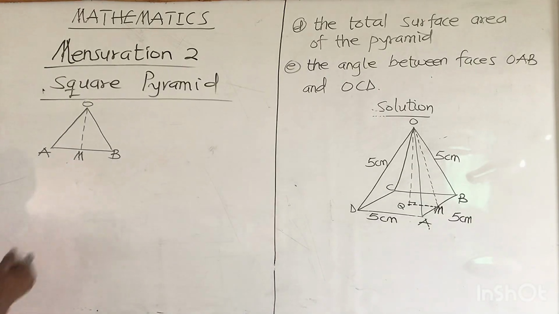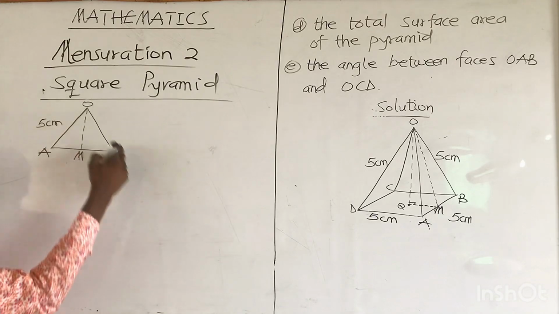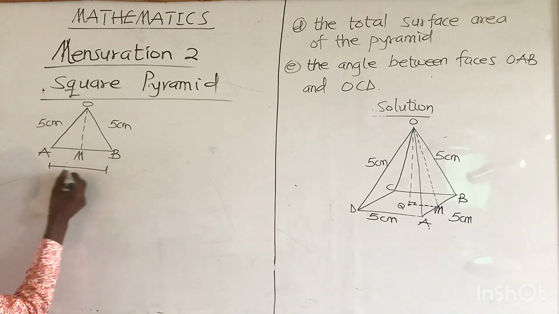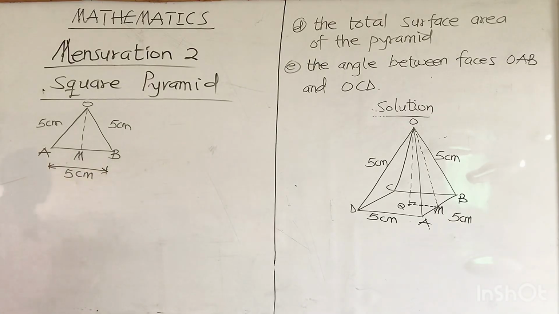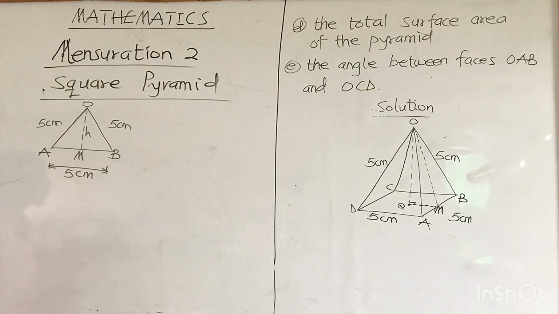Now from here, OA is 5 centimeters, OB is 5 centimeters, and AB is also 5 centimeters. Now we are looking for the height here, H. That's the short dashes, H. Now before I can get H, I need to get AM or MB.